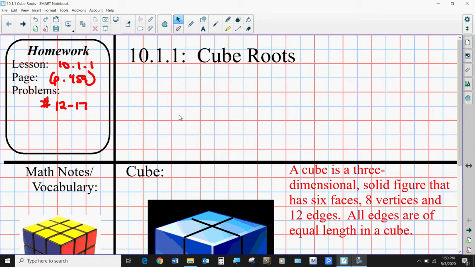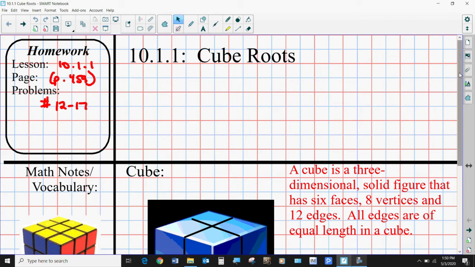Alrighty, here we go. Let's get started on chapter 10. The first lesson for this unit is cube roots, and this is going to lay a foundation for our understanding of what we're doing when we are finding volume of solid figures and how we can go back and forth between finding volume if we know side lengths and how we find side lengths if we know the volume.